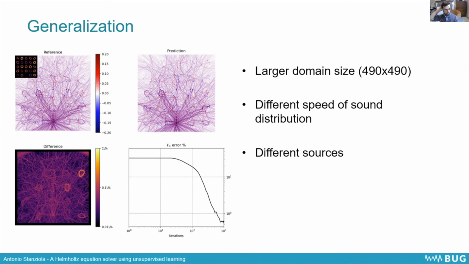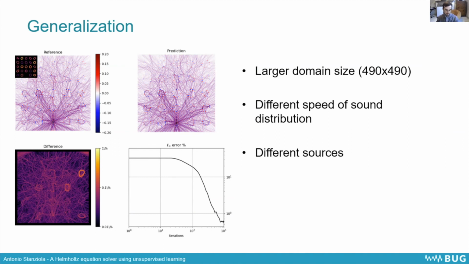And I just want to remind you that the network has been trained on 96 by 96 speed of sound maps. And what we see here is that, of course, it takes longer to get to a decent solution, to get below 1% of error. But nevertheless, the network is able to do so. So it is able to generalize on larger speed of sound distributions with sources in slightly different locations.